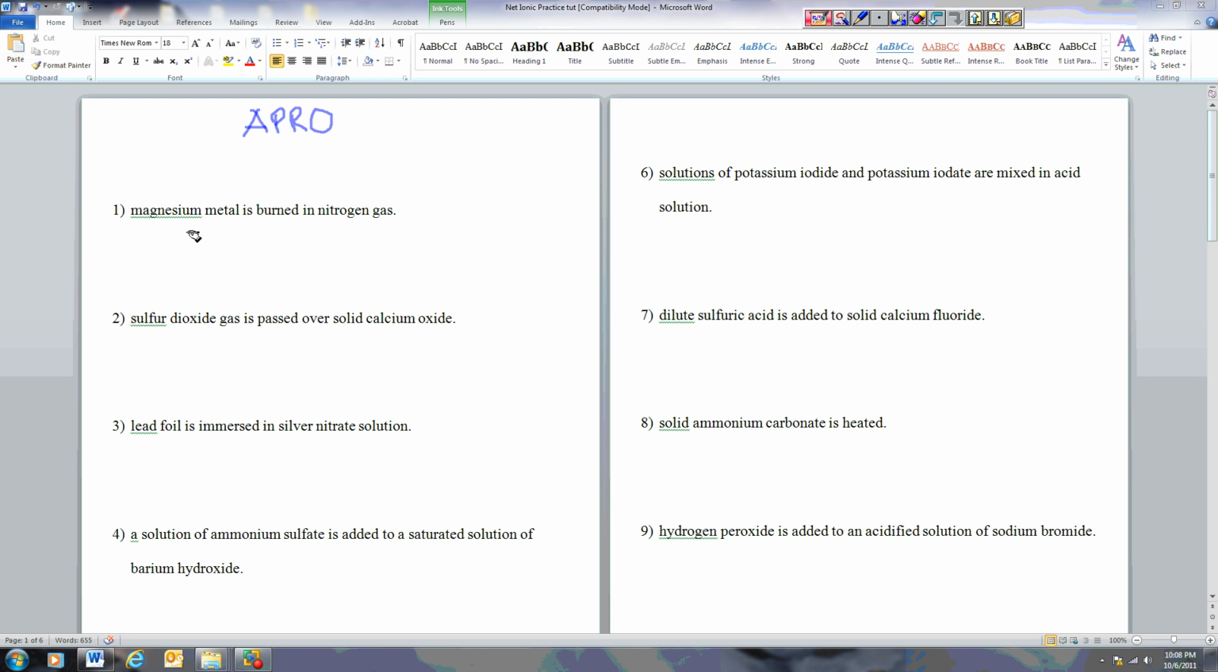So the first reaction we're going to look at is magnesium metal is burned in nitrogen gas. You want to start out by writing out what you think the reaction is. The question says magnesium metal. That tells you that you have a solid. That also tells you do not put a charge. So please don't put Mg2+ because it didn't say magnesium ion and it did not say solution. It is burned in nitrogen gas.